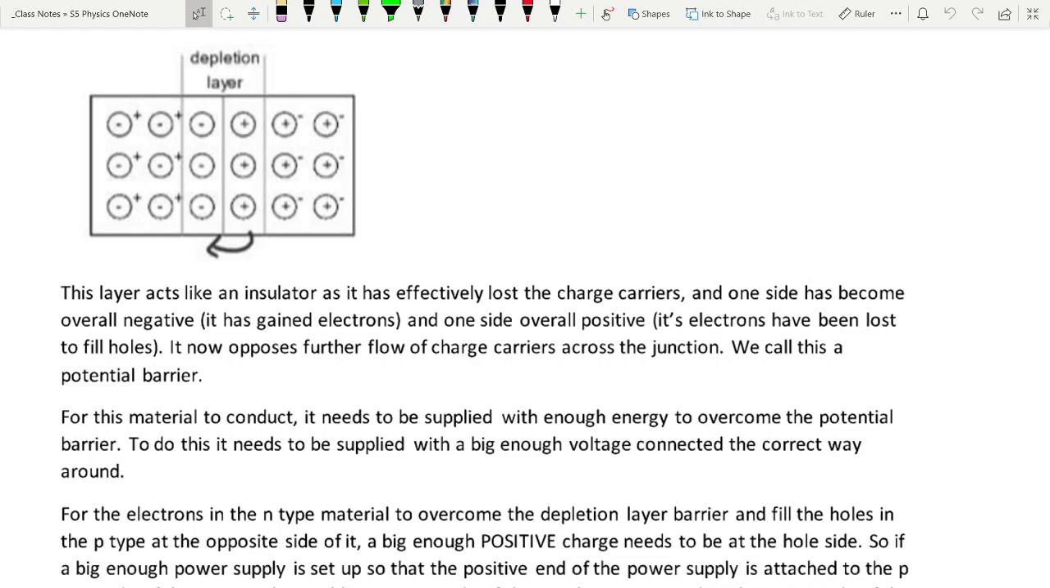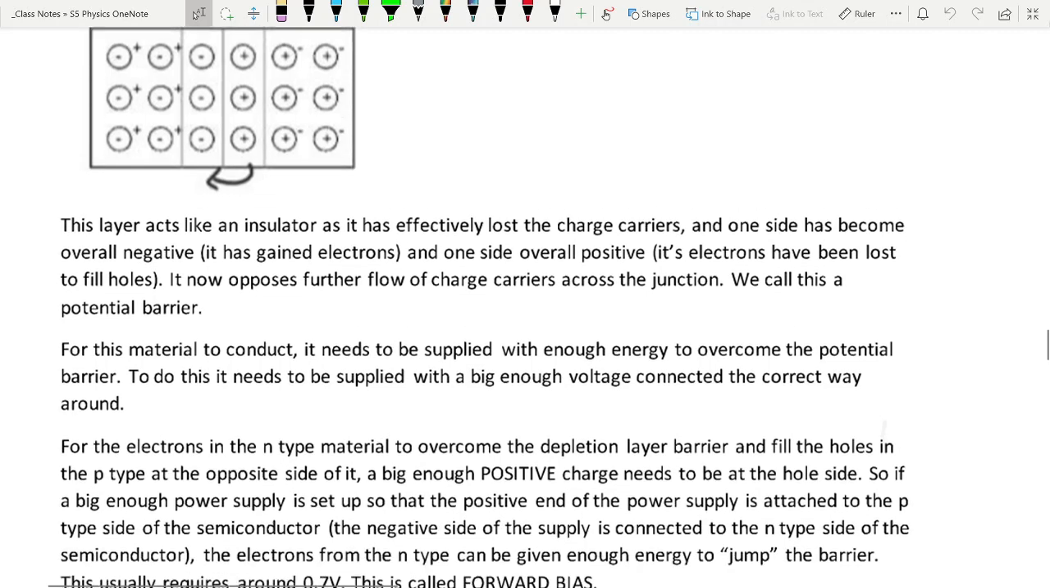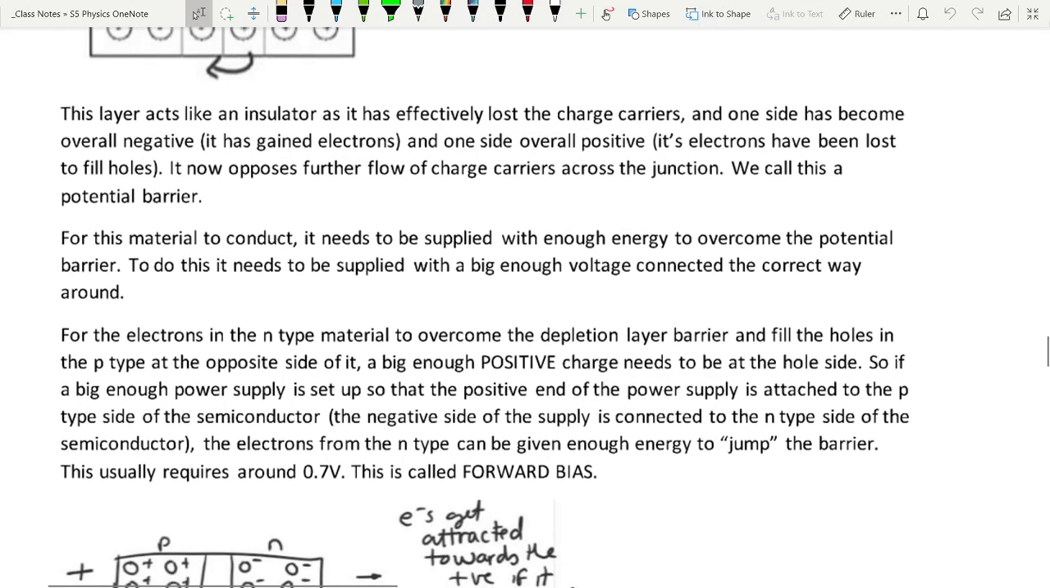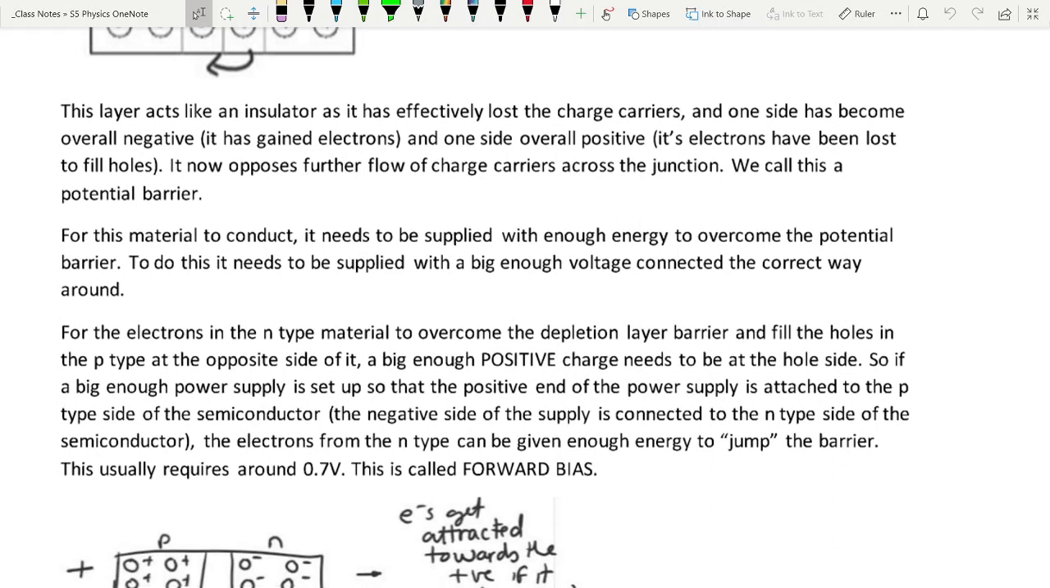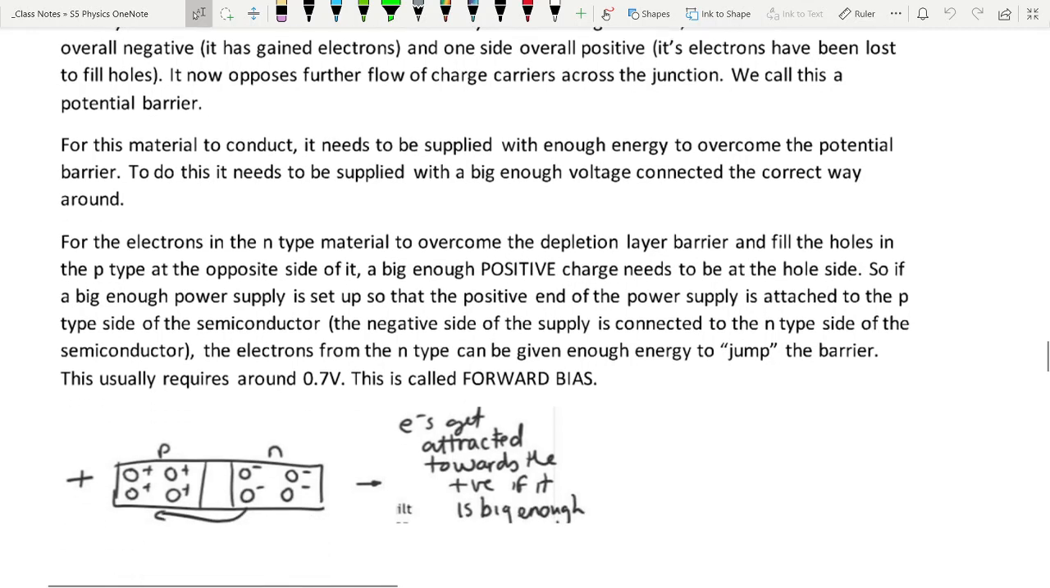So to get it to conduct electricity, we need negative on this side and positive on this side. It has to be big enough as well for it to overcome that barrier. It can't just be a tiny little voltage, it has to be big enough. So for this material to conduct, it needs to be supplied with enough energy to overcome the potential barrier. To do this, it needs to be supplied with a big enough voltage connected the correct way around.